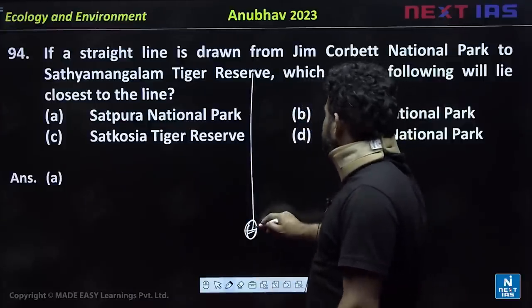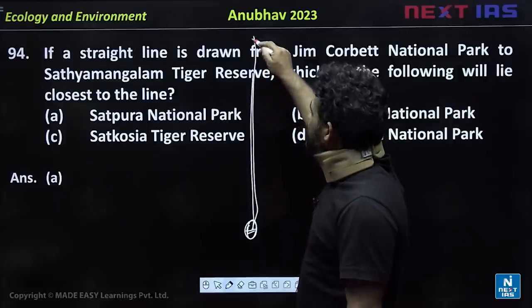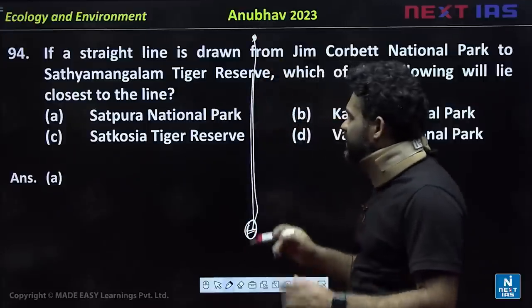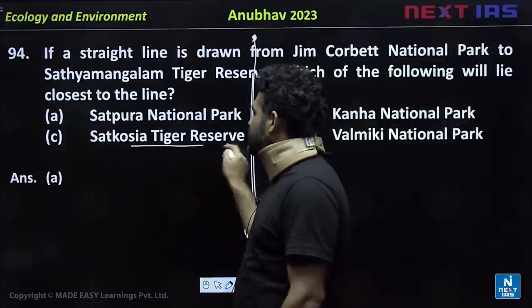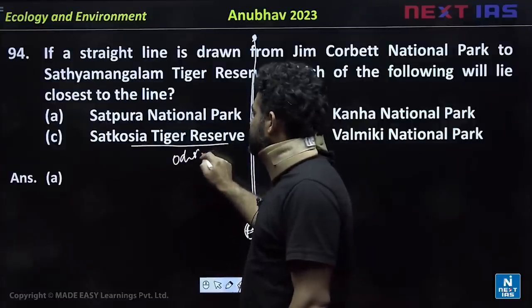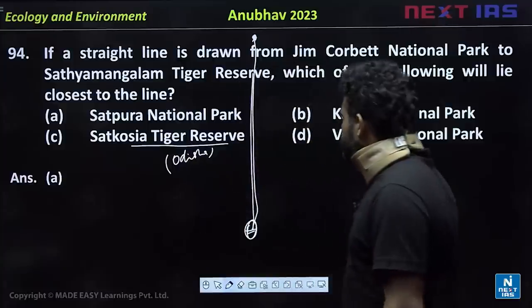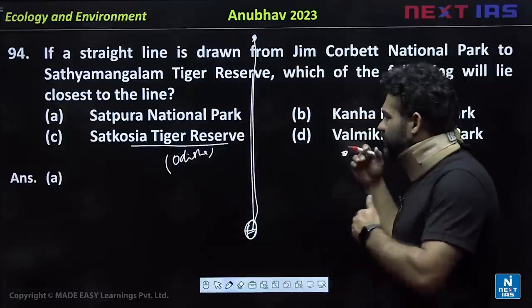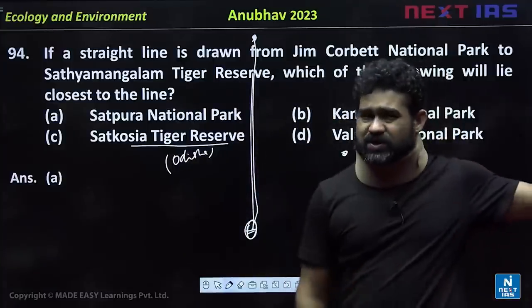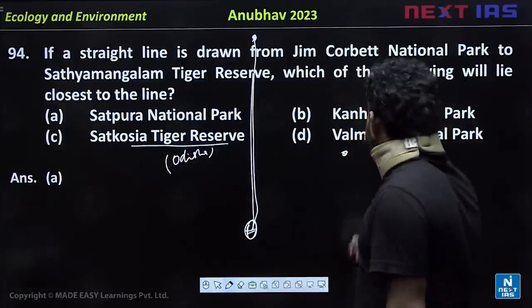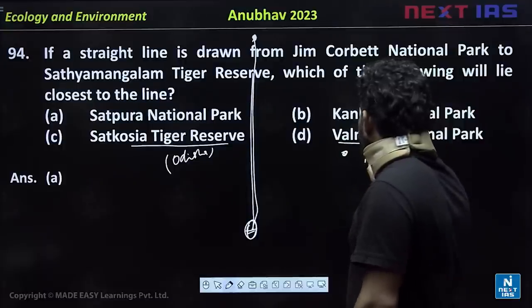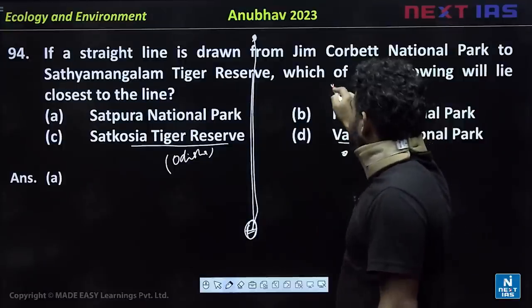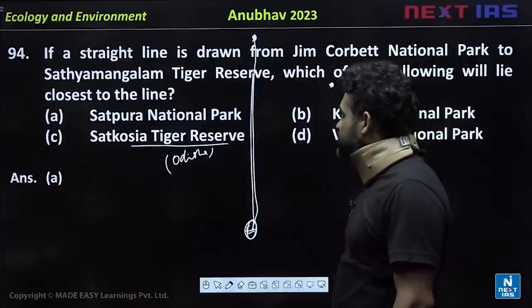And then we say Satyamangalam Tiger Reserve here, and this is Corbett here. So we have an idea, for example, what is written is the Satkosia Tiger Reserve. When we say Satkosia Tiger Reserve, we are talking about Odisha. So Odisha must be somewhere a little away from this line, right? That is Odisha. Second is written Valmiki. So you have an idea that is Bihar. So again, remember, we are talking about somewhere more eastern part of this.